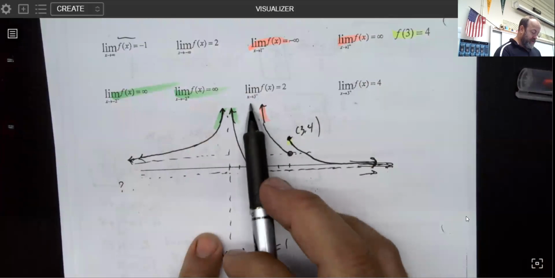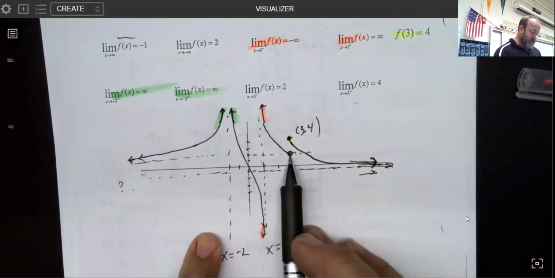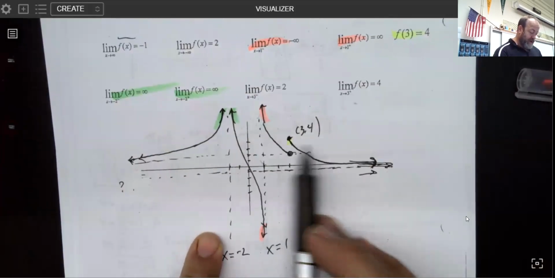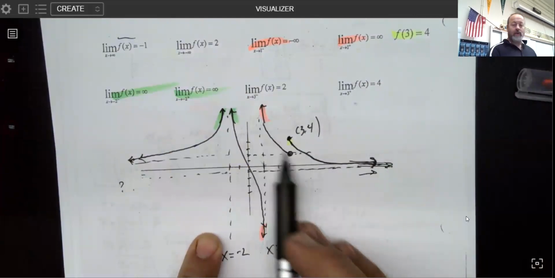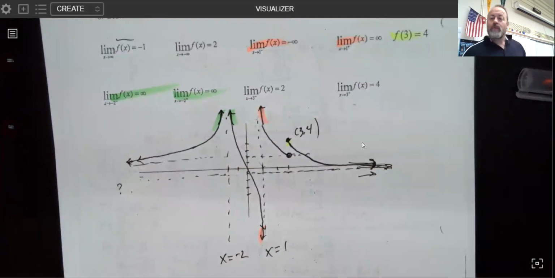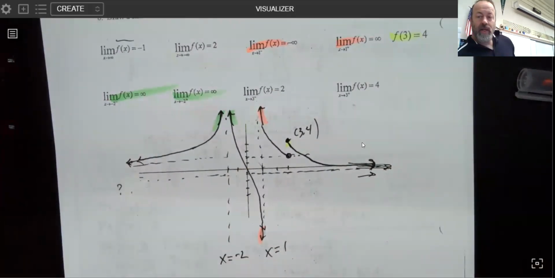As I approach 3 from the left, it's getting close to 2. Notice the jump. And as I approach 3 from the other side, it's 4. So they're showing a little continuity over here, but not over here because of the jump. And I think we're done with page 2. All right. I'll see you back for the next one.